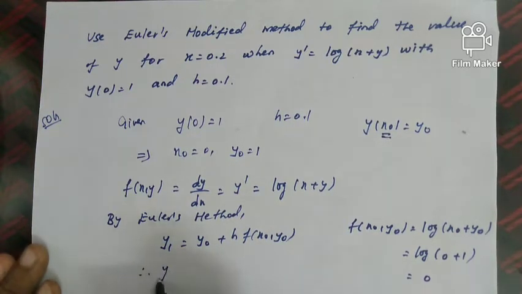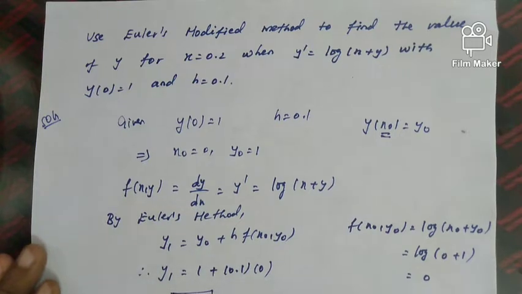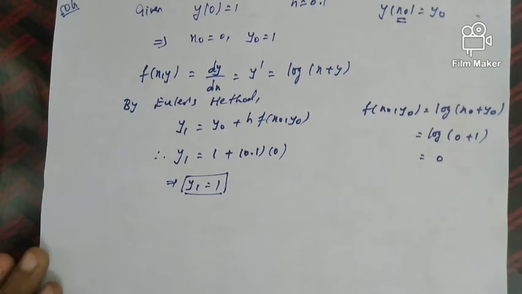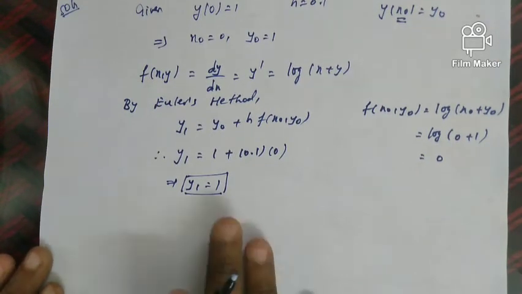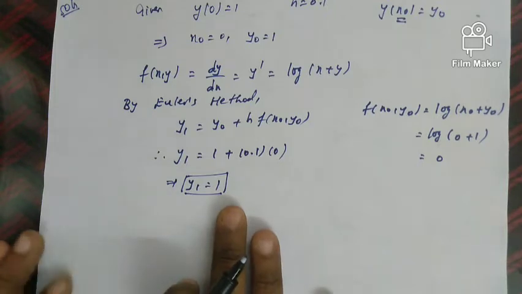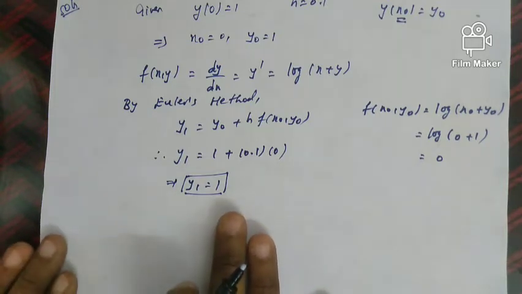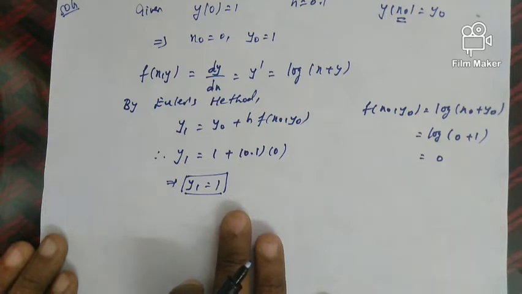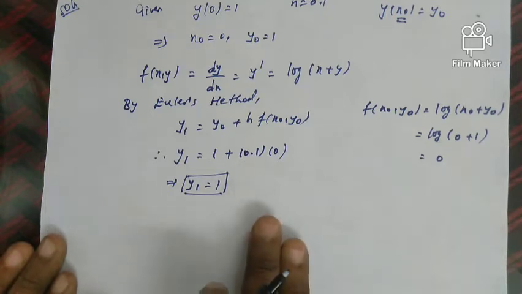Therefore y1 equal to y naught 1 plus h is 0.1, f of x naught y naught is 0. So obviously our y1 equal to 1. This is what we got by Euler's method. So what does the procedure say? The procedure says after finding the Euler's method value, we are going to modify it to find a more accurate value of y1. So by using the modified result only we can get a more accurate value of y1.